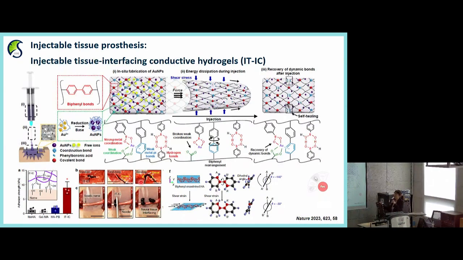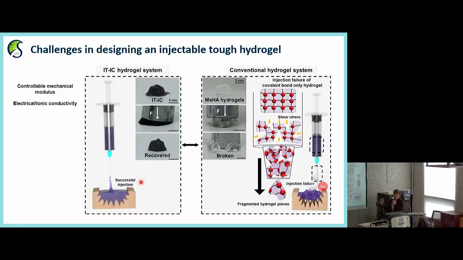The rearrangement of these covalent bonds can produce mechanically durable hydrogels. What is the difference from a typical hydrogel system? A typical hydrogel has C-C covalent bonds, but those bonds can be easily broken by mechanical stress. Our hydrogel has a biphenyl that can be rearranged under mechanical stress. So our hydrogel has better mechanical toughness compared to conventional hydrogel systems.